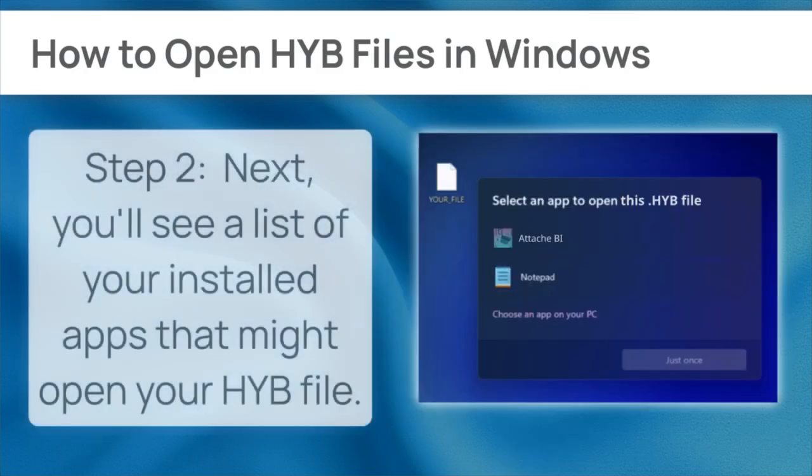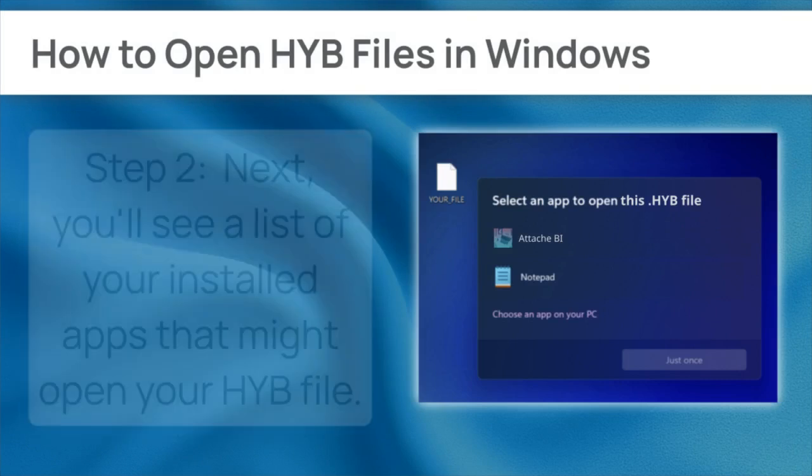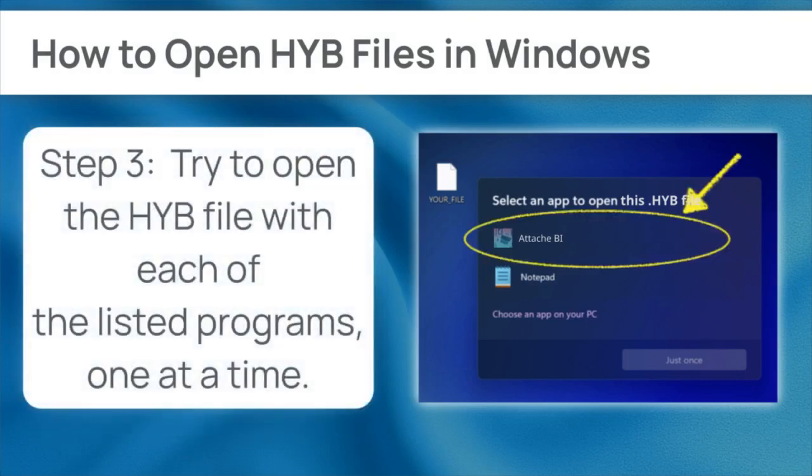Right-click the HYB file and select Open With. Try Attache BI first. If it's absent, select another program. We must find the app that recognizes the format.